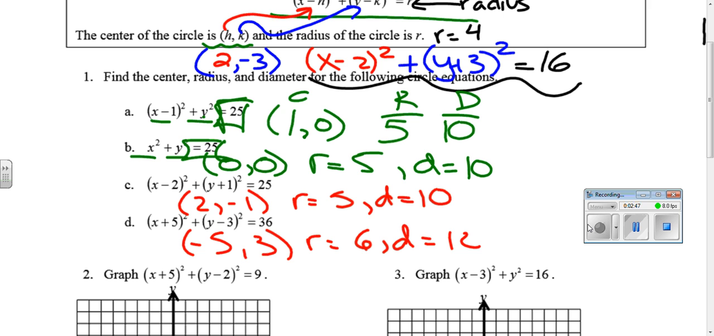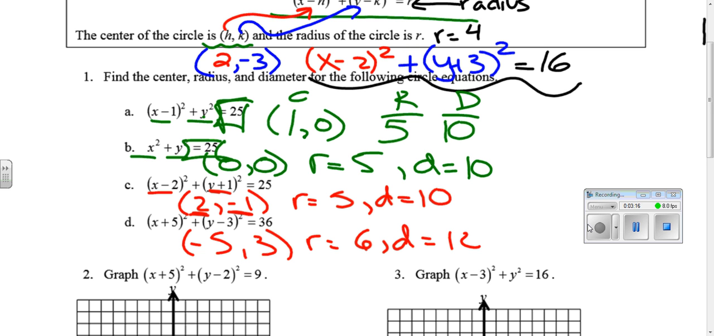All right, taking a look at letter C. Remember, it's opposite values, so x minus 2, the x value is 2. y plus 1, the y value is -1. That's where the center of my circle is. My radius is 5, and my diameter is 10. Letter D, the center is at (-5, 3), because the opposite of 5 is -5 and the opposite of -3 is +3. This time my radius is 6, because the square root of 36 is 6. And I double that to find my diameter of 12.